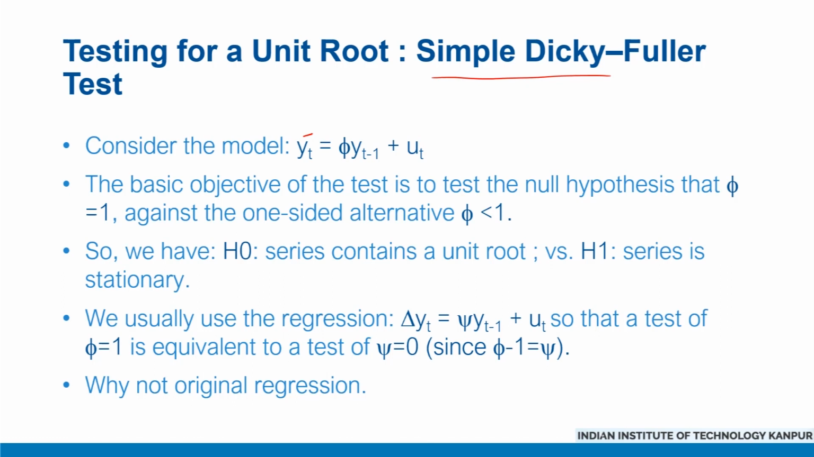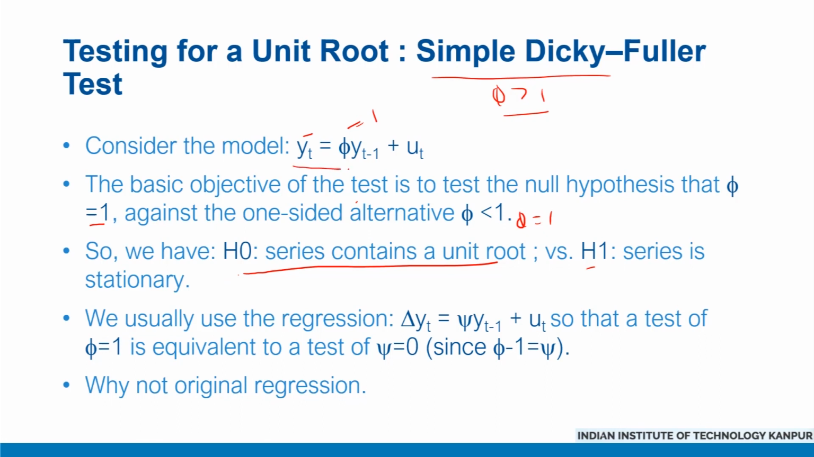The basic objective of the test of non-stationarity here is to test the null hypothesis that phi is equal to 1. We are not testing phi greater than 1 because those cases result in explosive processes, which are generally not found in economics and finance. So the only one-sided alternative becomes phi less than 1, because we are ignoring phi greater than 1. We formulate our null hypothesis that the series contains a unit root, which means phi equal to 1, and the alternative, H1, is that the series is stationary.